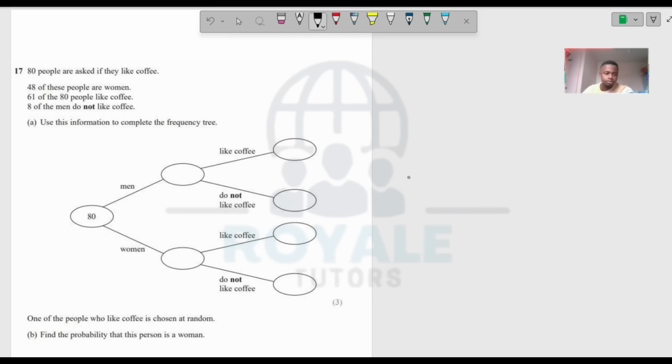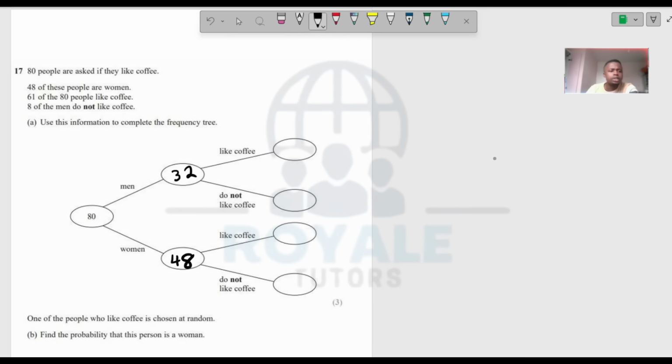So what I'm saying is, you have 48 of these people are women, 61 of the 80 people like coffee, 8 of the men do not like coffee. Good. Now let's fill the tree. 80 people are asked if they like coffee, so that's 80 here. 48 of these people are women, so we have 48 women. If we have 48 women out of 80, then we should have 80 minus 48 as the number of men, and that gives us 32. So we have 32 men.